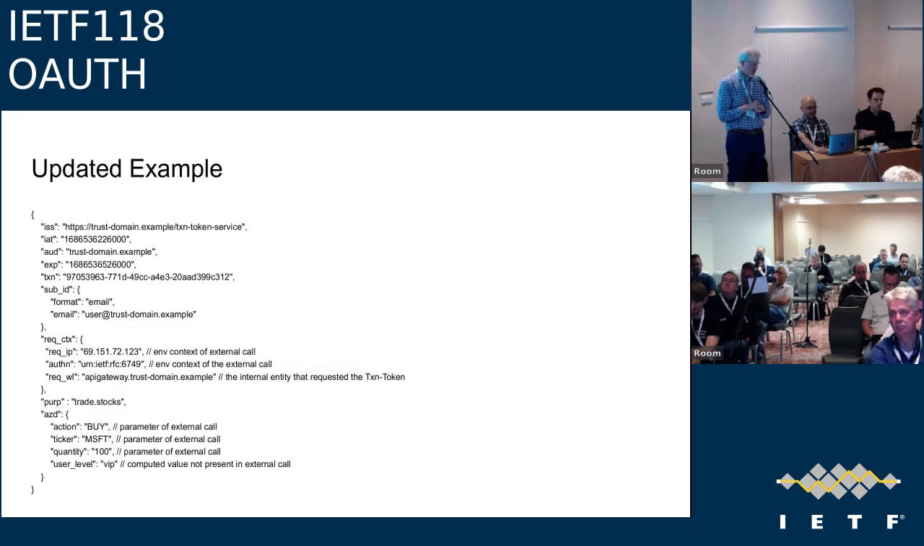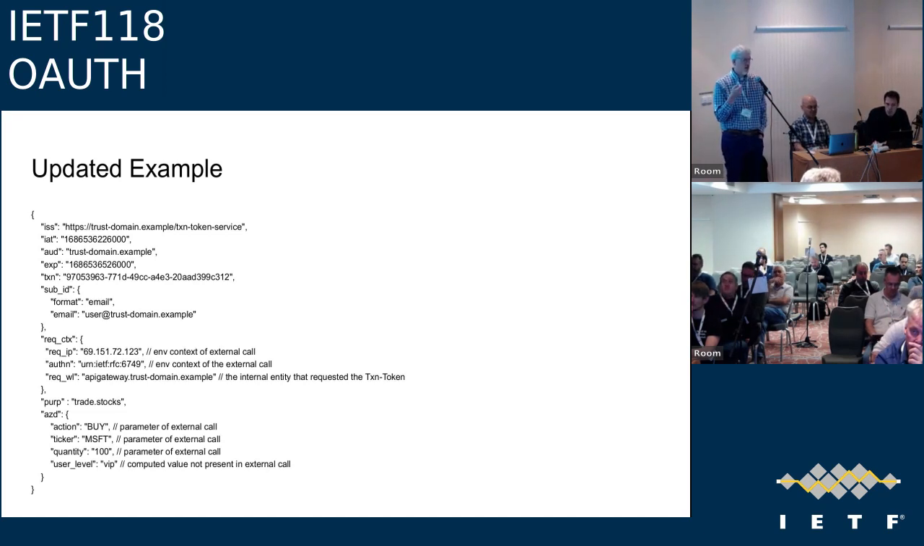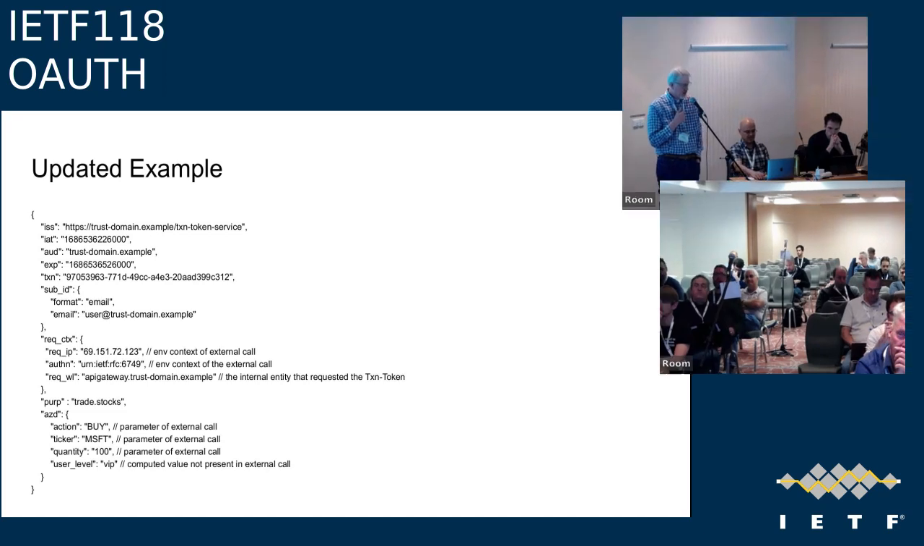Next slide. So here's the updated example. The original one was a little bit confusing. All the standard JWT claims are there, using the subject identifier out of the security events model, as well as the transaction claim, which is also defined in the security events mechanism. The transaction claim there allows you to track this particular transaction throughout your network. Then there's the request context, the purpose, and the authorization details. In this case, the purpose is trade stocks, and you have information about that particular request in the authorization details. Next slide, one more.